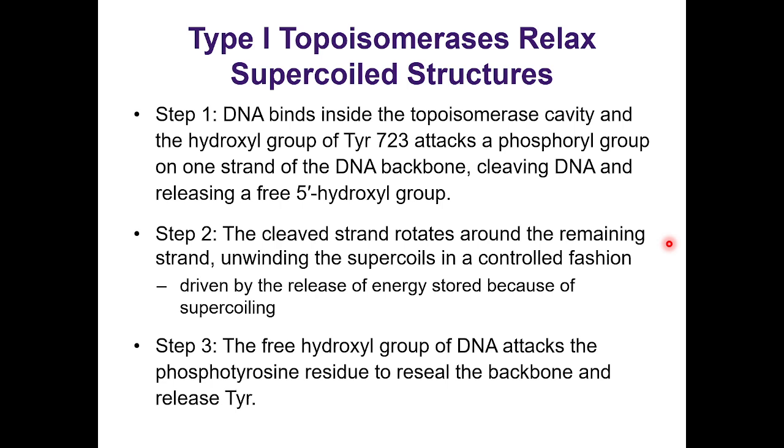So step 1 is going to be the DNA is going to bind inside of the topoisomerase cavity. The hydroxyl group of the tyrosine 723 is going to attack the phosphoryl group on one strand of the DNA backbone. This is going to cleave the DNA, and it's going to release a free 5' hydroxyl group from that DNA. Step 2, the cleaved strand is going to rotate around the remaining strand. This is going to unwind your supercoil in a controlled fashion.